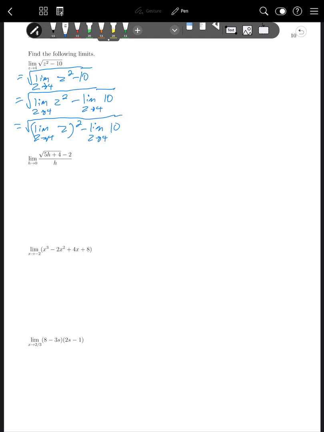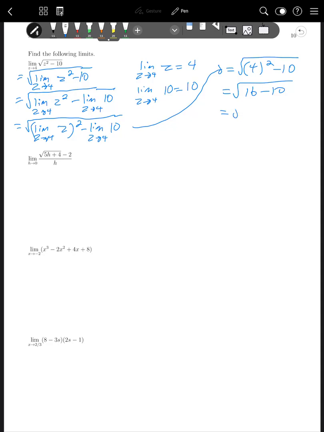Okay? And now I have two basic limits that I know how to find using the rules we said before. We know the limit as z approaches 4 of z is just 4, right? The limit of a variable is just whatever the variable is approaching. And I know the limit of a constant is just that constant, no matter what value it's approaching. Okay? So we can plug those in, and what we get for our limit is going to be the square root of 4 squared minus 10, which in this case is 16 minus 10, which is the square root of 6. And so there's our limit.